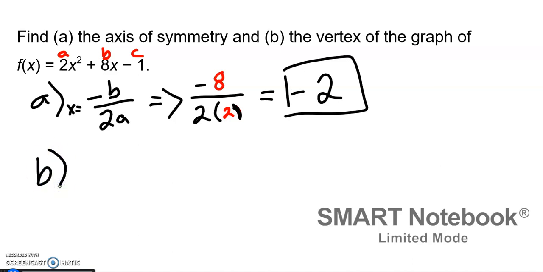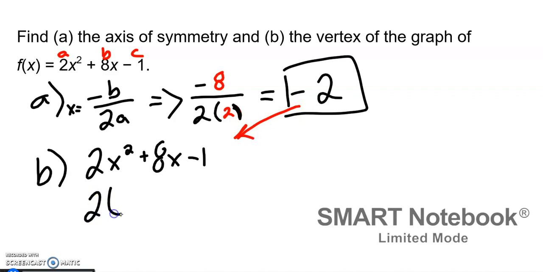So to find the y value, I need to plug in negative 2 for x, I should say. So I'm going to take this and I'm going to plug it in. So we get 2 times negative 2 squared plus 8 times negative 2 minus 1.